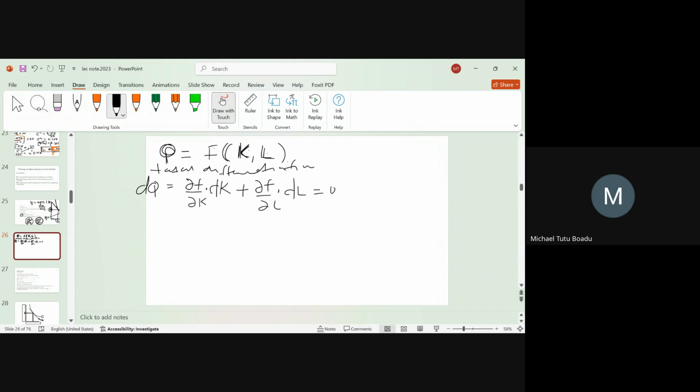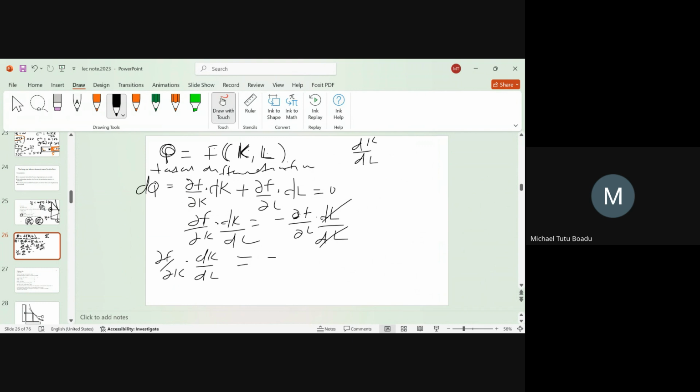So you group like terms. You have change in F over change in K times change in K is equal to, if I move this, negative change in F over change in L times change in L. Now I'm looking for change in K over change in L. So all I have to do is divide through by change in L. So this will cancel, and I have change in F over change in K times change in K over change in L equals negative change in F over change in L.